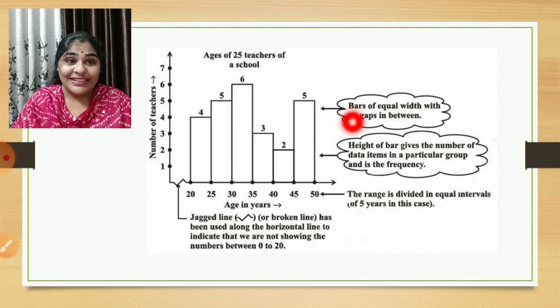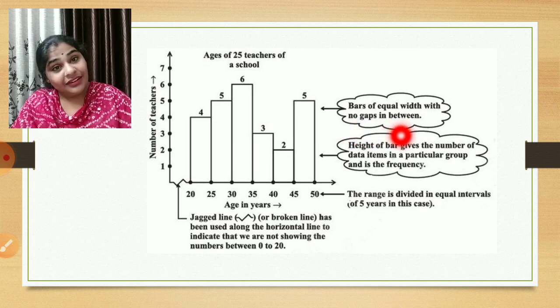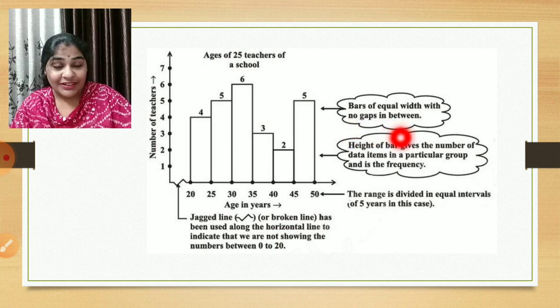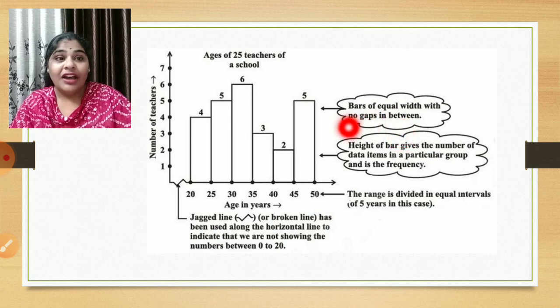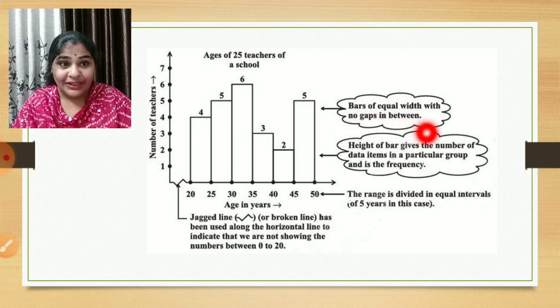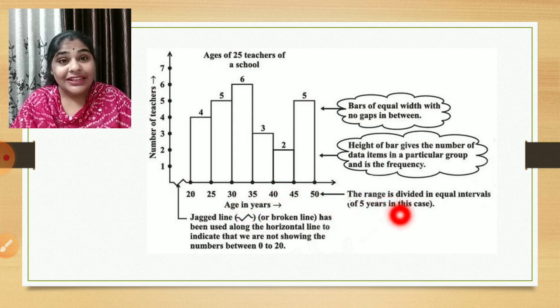We have already seen that the bars will be of equal width with no gaps in between. Earlier you used to give equal gaps, of 1 centimeter or half a centimeter, which you drew in the previous standard, children. But now there will be no gaps in between. The range is divided into equal intervals. Here, 20 to 25 means a gap of 5, 25 to 30, again a gap of 5. So the range is divided into equal intervals.